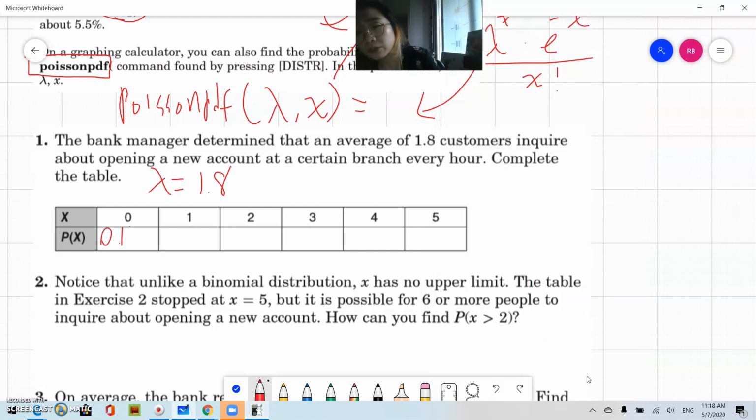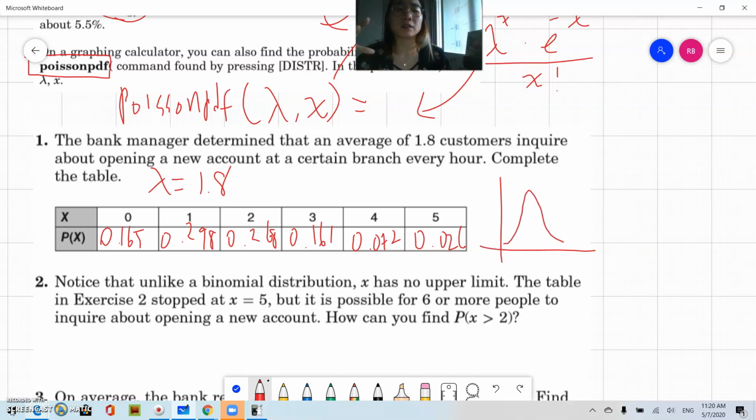I will keep 3 digits. I'm not going to show you on the calculator; I'm just going to do it on my own calculator so that I can cut some time here. So try them and then we'll see. These are the values I got when I typed it all in. As you might have guessed, the probability is highest for 1 and 2, because your average is 1.8. So your graph will look something like this, with the center at 1.8.